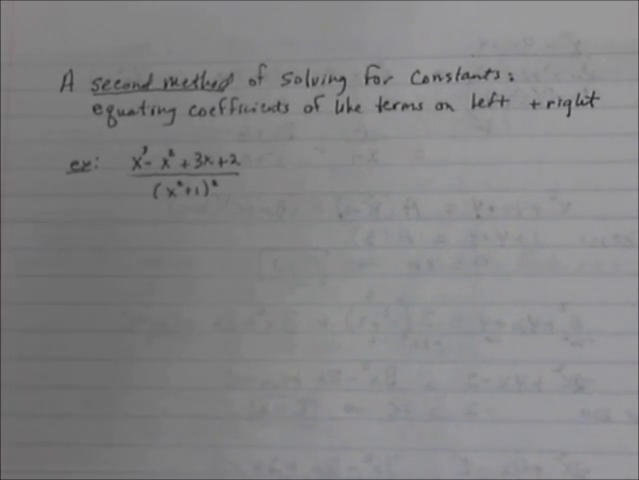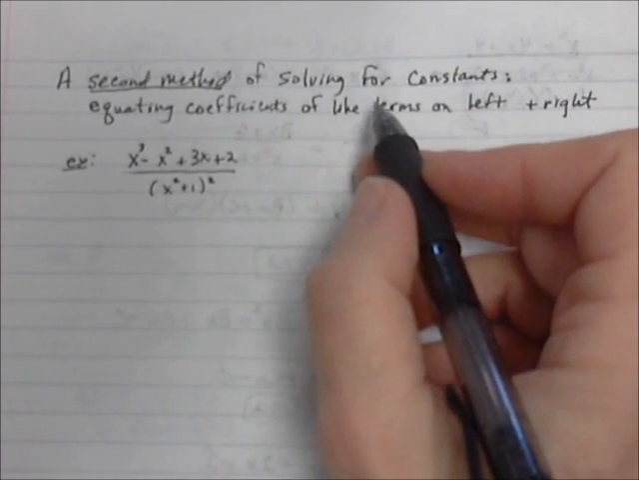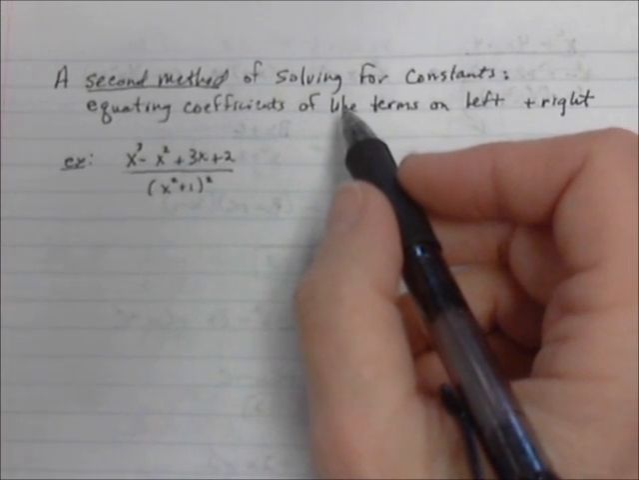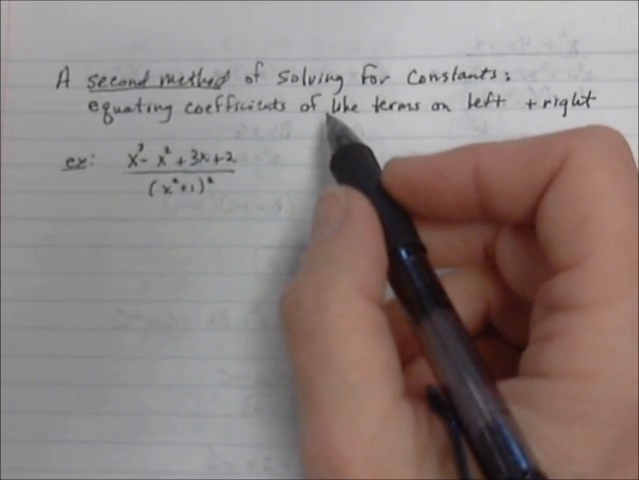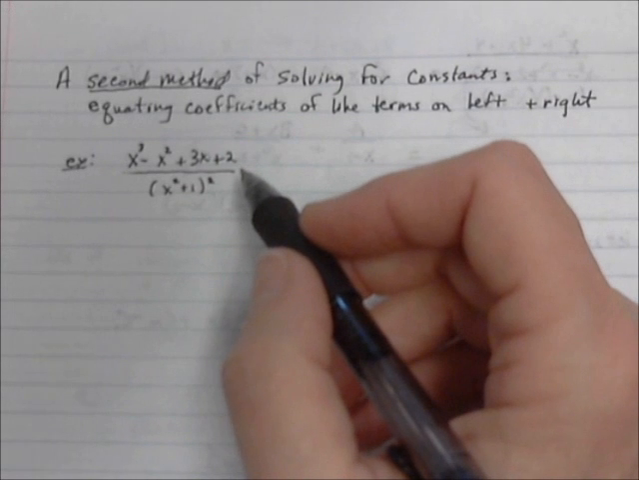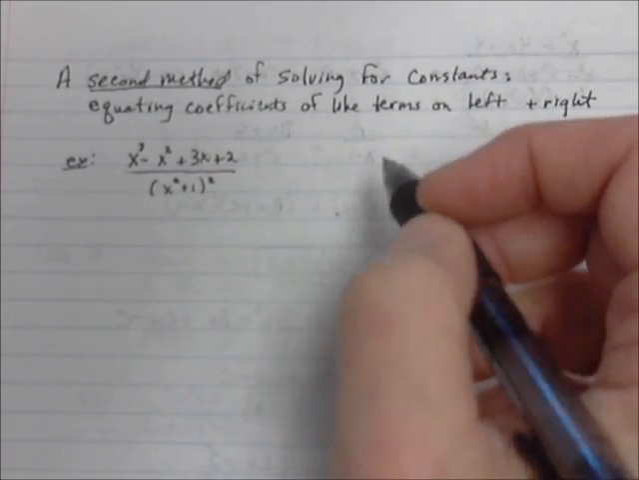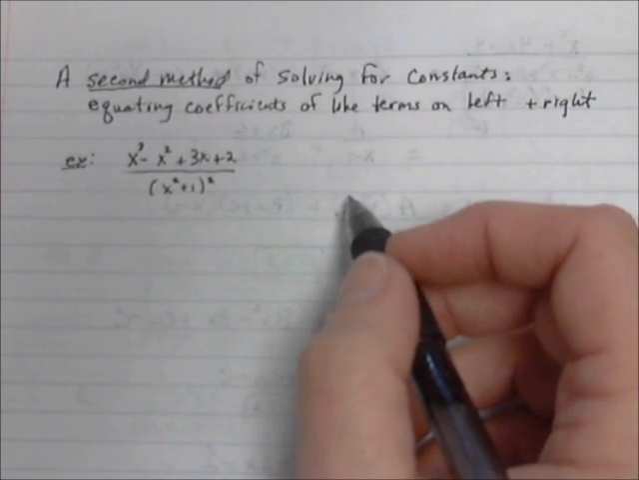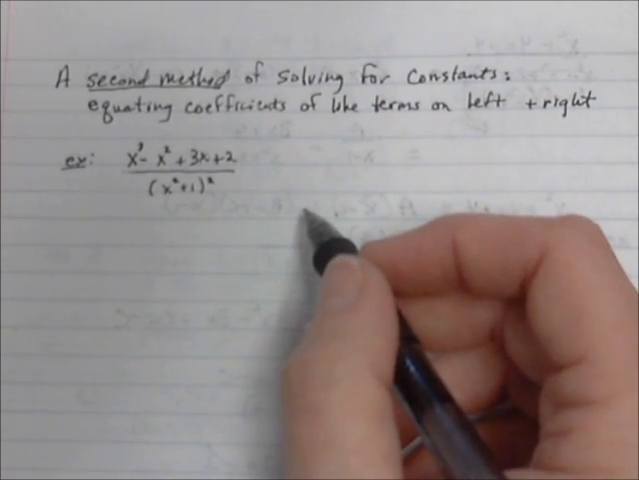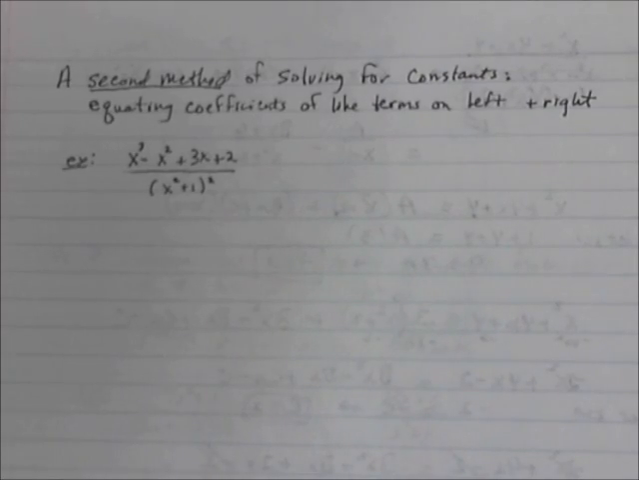I'm going to show you a second method for solving for the constants when you're doing partial fraction decomposition, because sometimes just letting x equal 0 or 1 or -1 doesn't eliminate many of the terms over on the right hand side. And if you use the second method, sometimes it'll make your life a little bit easier.